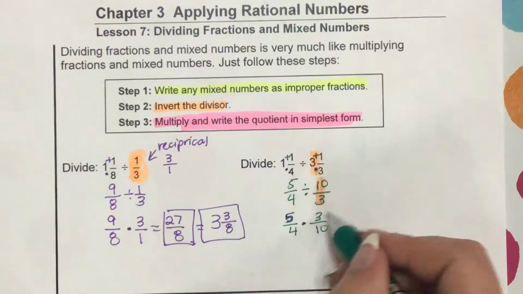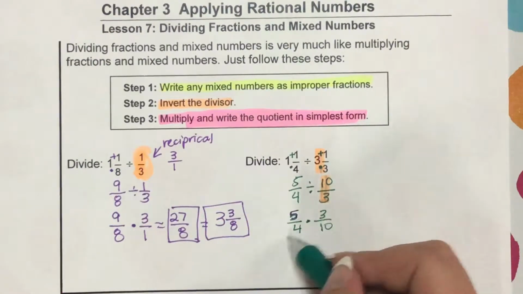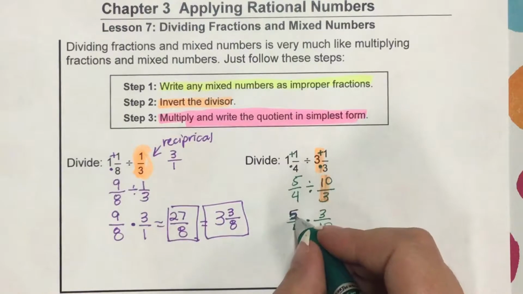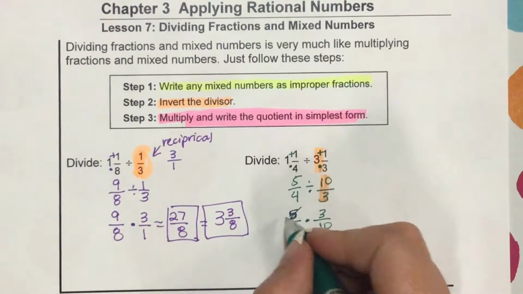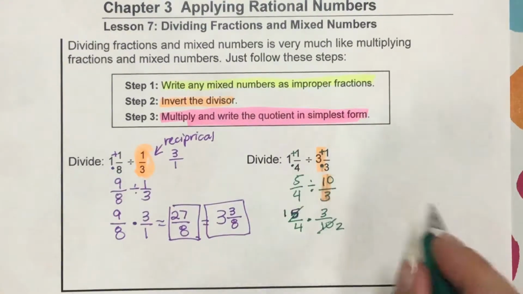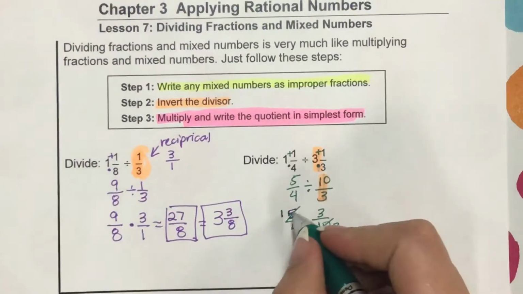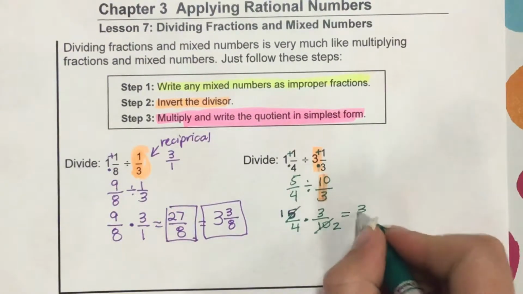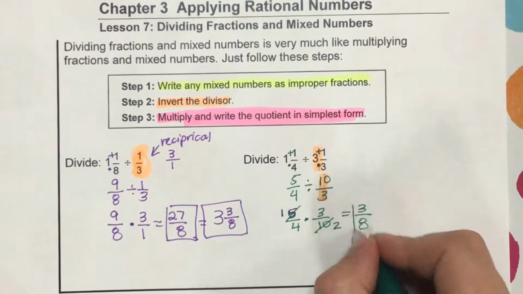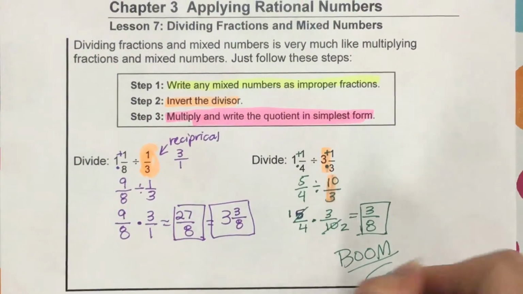So we look to cross cancel. Is there any common factors between 3 and 4? The answer is no. What about 5 and 10? Yes, 5 goes into 5, and it also goes into 10. 5 goes into 5 one time, and 5 goes into 10 2 times. Now that we have cross-canceled, we need to multiply across. So we go 1 times 3, which is 3, and 4 times 2, which is 8. And that's in simplest form. So boom, there we go.